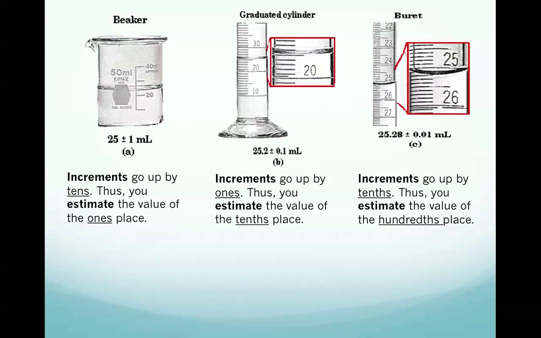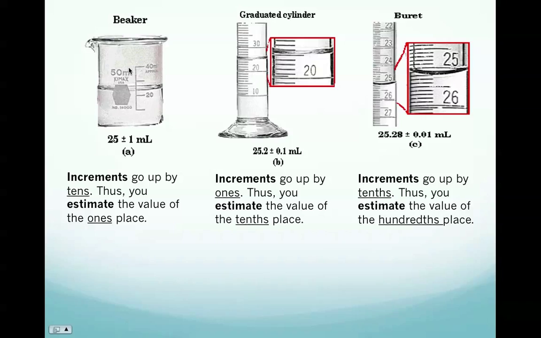So here, you don't need to write all this down, it's just what you would like to do with it. We have a beaker, a graduated cylinder, and a burette. With our beaker, our increments go up by tens along the side here. Thus, we're going to estimate the value of this measurement to the ones place. Here, our increments go up by ones. Thus, you can estimate the value to the tenths place. So again, increments are by ones, so we can estimate one additional place value, which is to the tenths. In our burette, increments go up by tenths. Thus, we can estimate to the hundredths place.